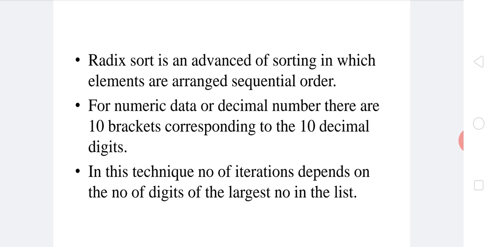In this technique, the number of iterations depends on the number of digits of the largest number in the list. In the first iteration, the list is sorted on the basis of the unit digit of the number, or 0th digit. In the second iteration, the list is sorted on the basis of the 10th digit of the number, and so on.